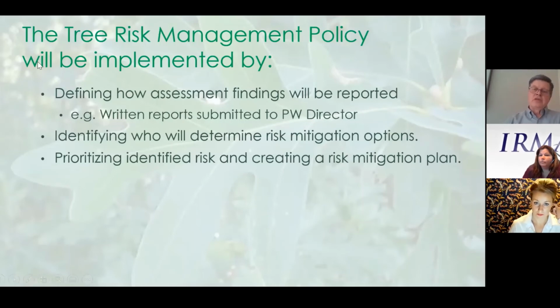Identify who's going to determine the risk mitigation options. Will it be recommendations from the arborist to the public works director? And then who's going to prioritize those mitigation options? Is it going to be the public works director, or is it going to be done by the village arborist, or whatever works for your system? This will be customized for how you get work done.